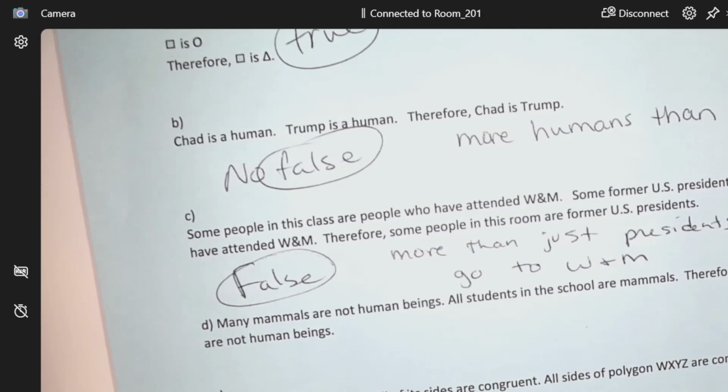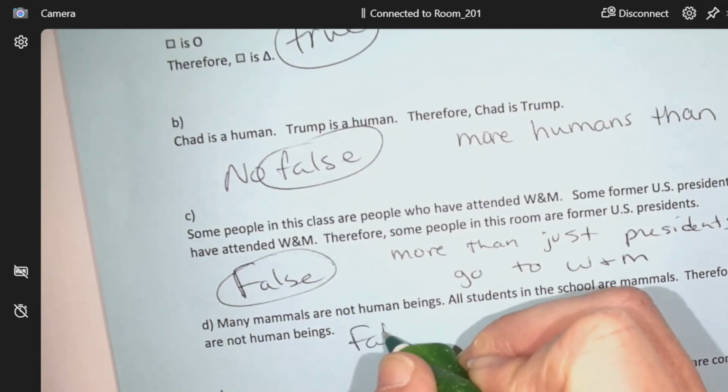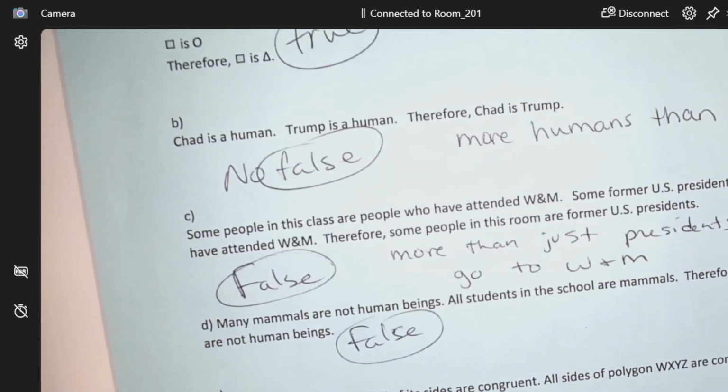Okay, many mammals are not human beings. Okay, that's true. There's other mammals out there. All students in the school are mammals. That's true. Therefore, some students are not human beings. That's false. They aren't connecting their logic ideas properly. Okay? They aren't making that connection.